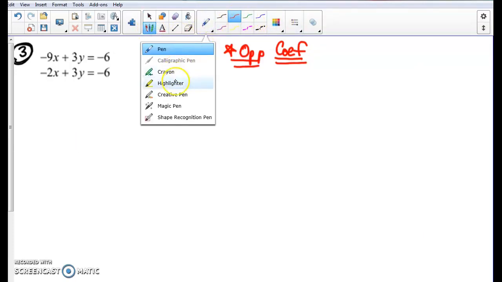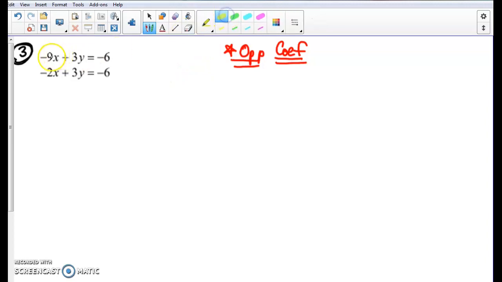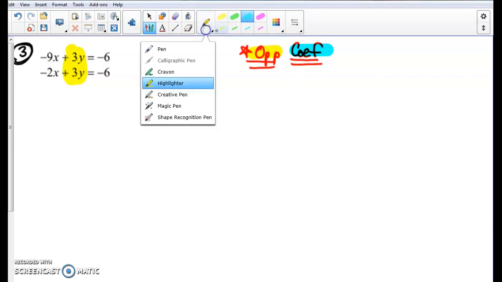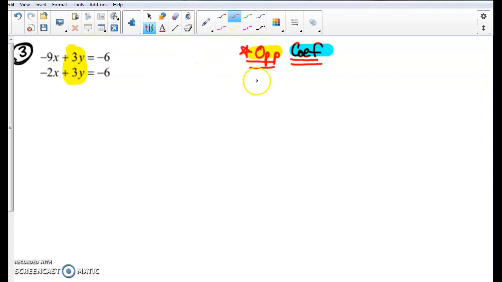So, highlighter, and now we have a negative 9x and a negative 2x. They're both negative, and 2 and 9 are definitely not the same number, so they're not opposite coefficients. We look over here, we have a positive 3y and a positive 3y. Now they are not opposites right now, but they do have the same number in front, so they do have the same coefficient. So we're going to have to make one of those a negative 3. Since we already have one being positive, we've got to change one to a negative.